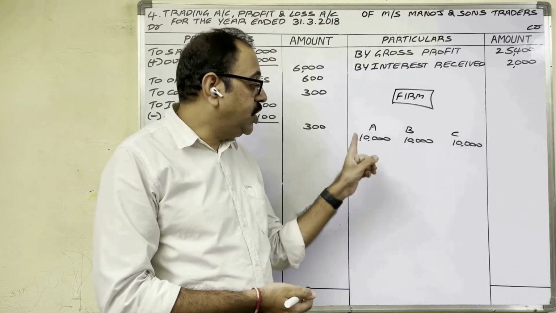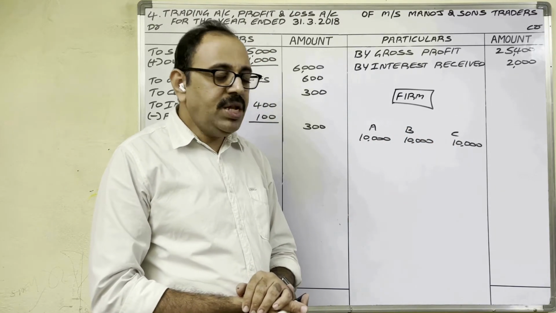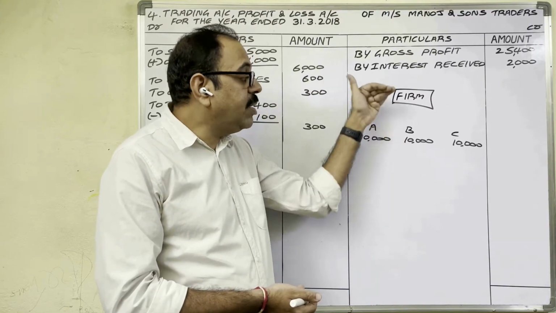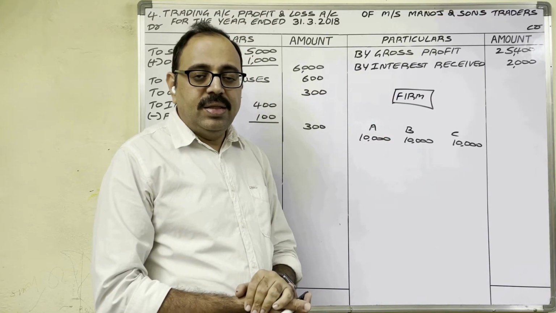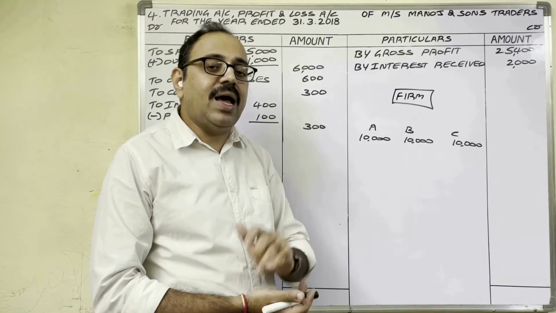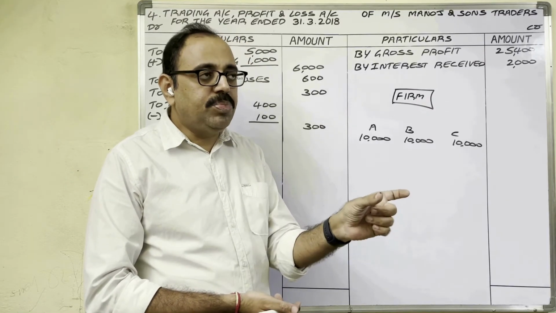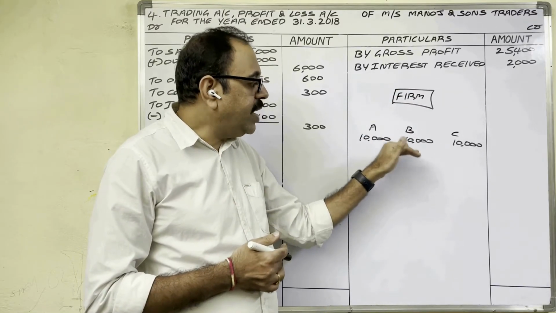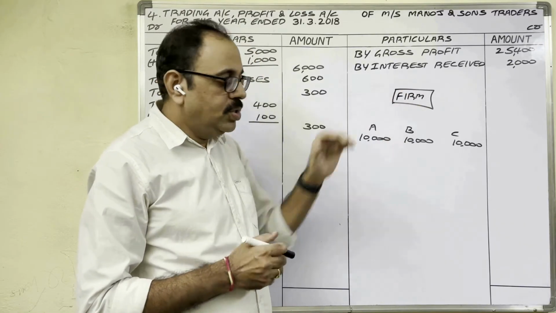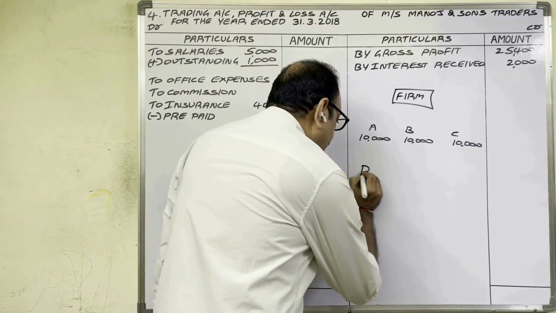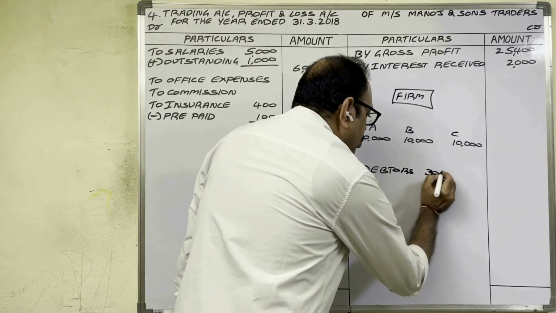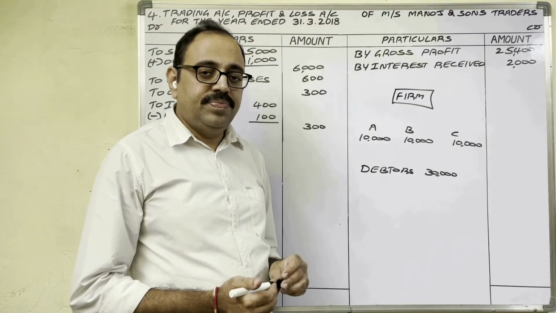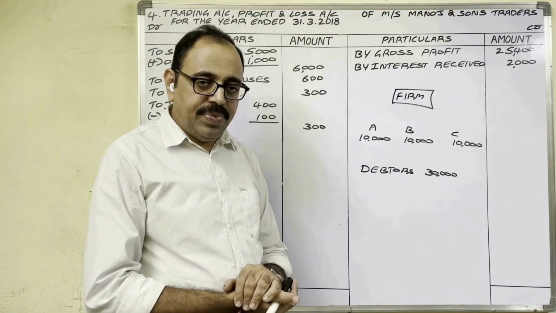Assume that these are credit sales. It means the firm has given goods to them, but they are not paying the money immediately. Then these 3 customers become debtors. So a debtor is a person who is liable to the firm. They have taken the benefit but not yet paid the return. So in the firm's books, debtors 30,000. To the firm, this 30,000 is an asset because money is going to come.